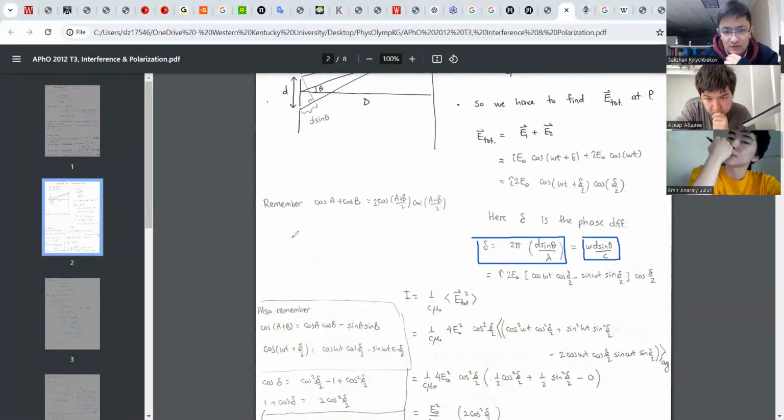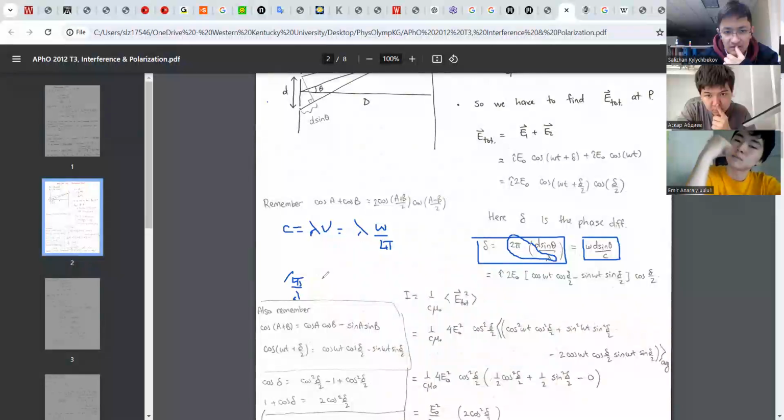But it's clear, that is, for the speed of light, c is equal to lambda nu, right? Is equal to lambda omega divided by 2 pi. So 2 pi divided by lambda is none other than omega divided by c. It's how you give your answer in the final answer sheet.